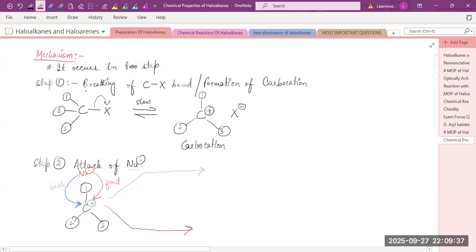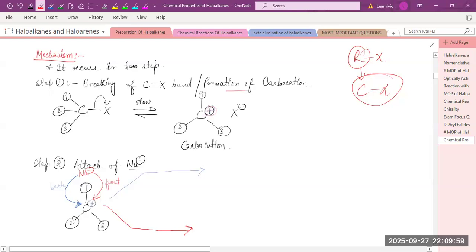Here you can see the breaking of the C-X bond. Okay, means R-X bond. So the alkyl group has a carbon, so that's why I have written C-X bond. So the breaking of the C-X bond or the formation of carbocation. When this bond breaks, this is the slowest step. So here the carbocation will be formed.